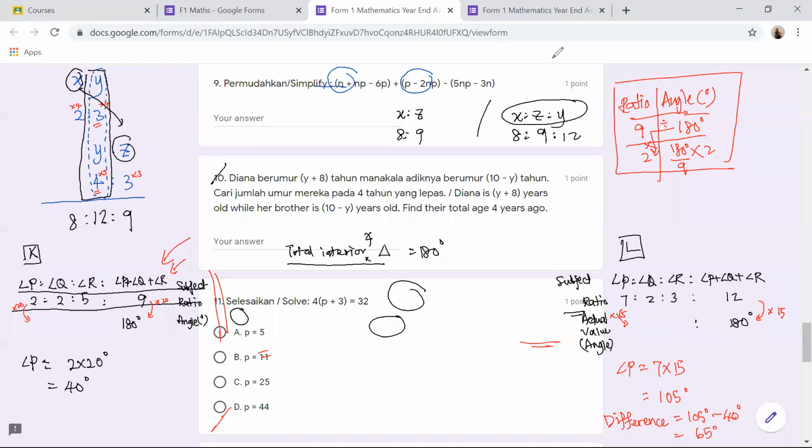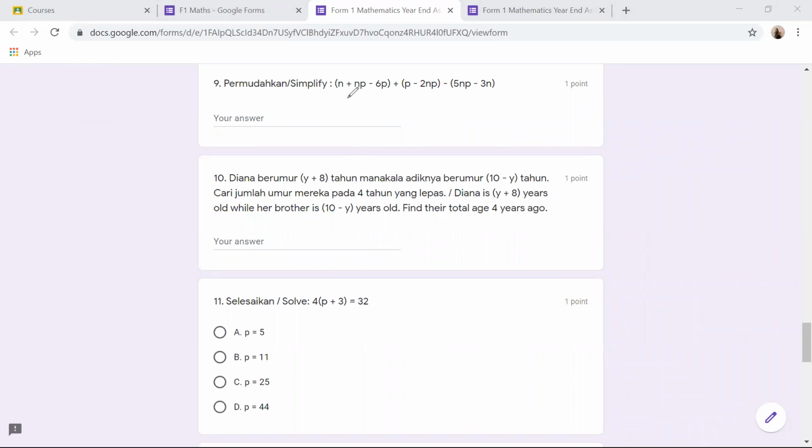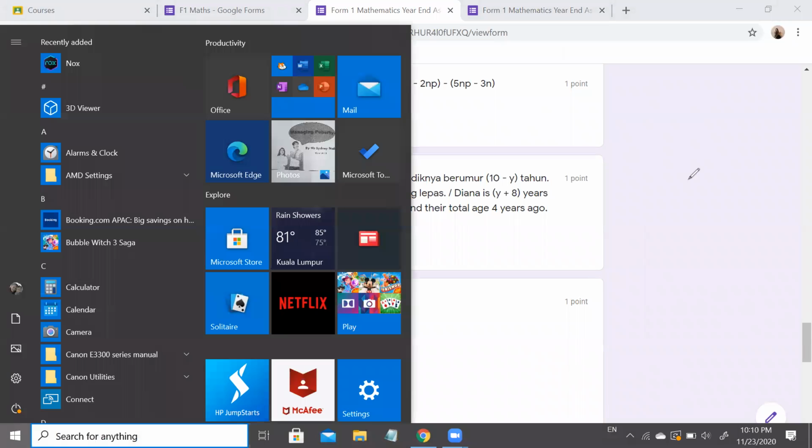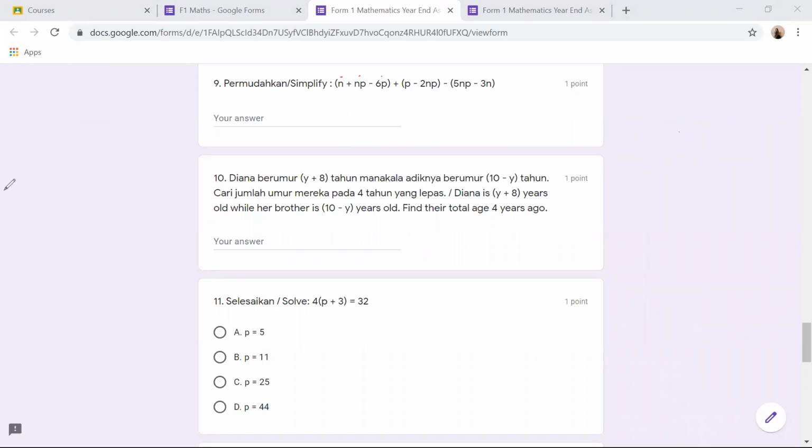Okay, now number 9, just open up the bracket. Remember the BODMAS rule. Now inside the bracket, we should do first, but in this case, these 3 are unlike terms. So unlike terms, we cannot solve it. So we have to just open up the bracket without solving it. So we will have n plus np minus 6p, and then open up the second bracket. Since there is positive in front, just open up without changing the sign inside.